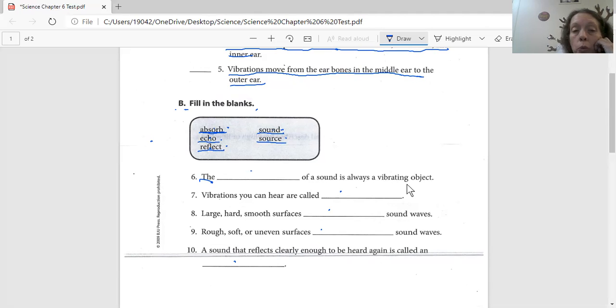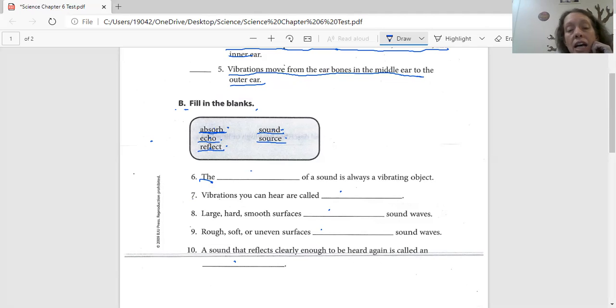Does it have to be a word from up here? Yes. Does it have to be spelled correctly? Absolutely. It's right here. Do it right now. When you're done with that one, move on to the next. If you need to stop the video to finish that up, go ahead and do that. If you're ready, we'll move on to number 7.